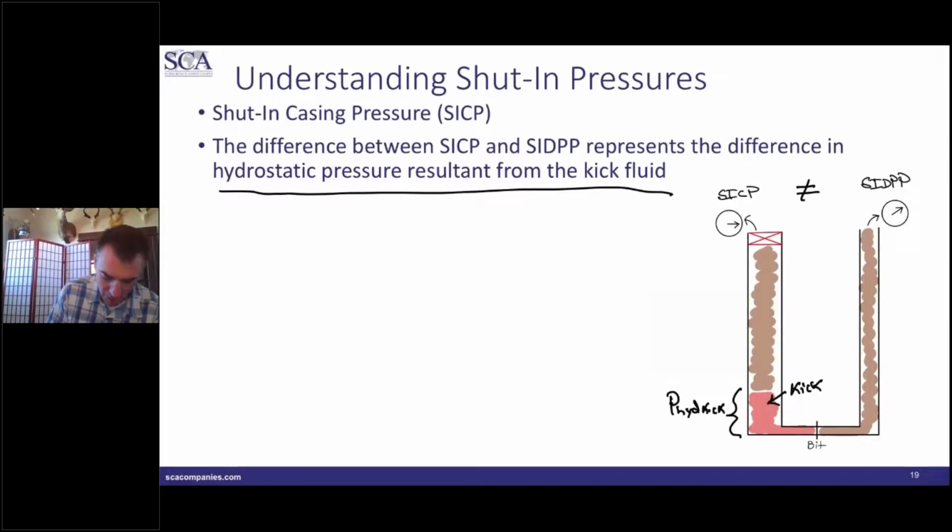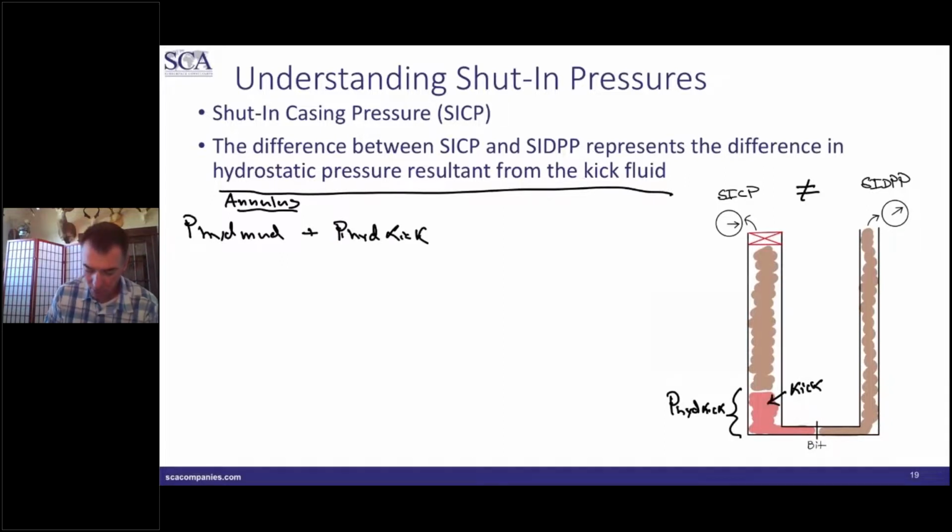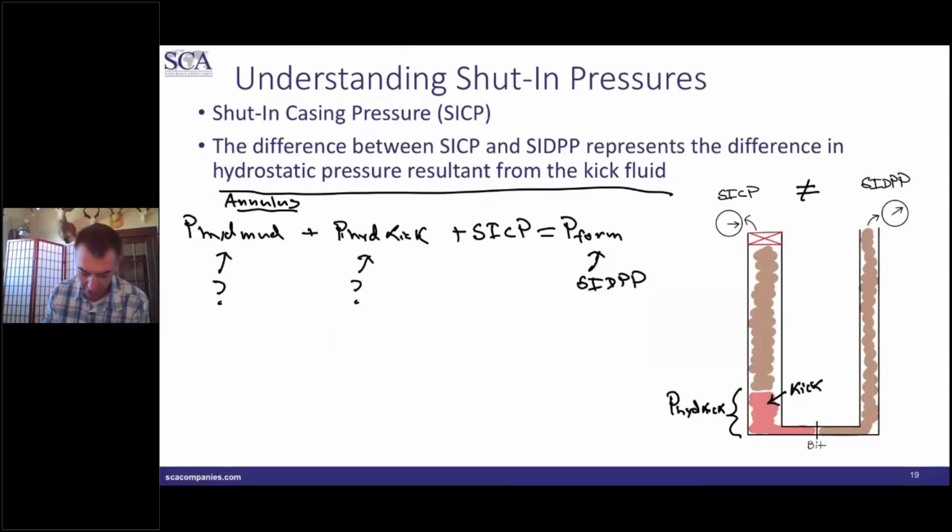So right here, the pressures on this side are equal to the hydrostatic of our mud, and this is on our annulus side now, plus P hyd of our kick, plus the shut-in casing pressure, and that is going to equal P formation. And we knew this, we learned that from our shut-in drill pipe pressure. Do we know these is the question. We know this is known.